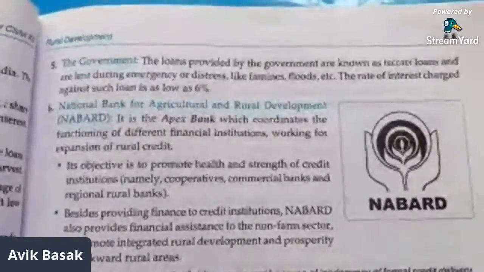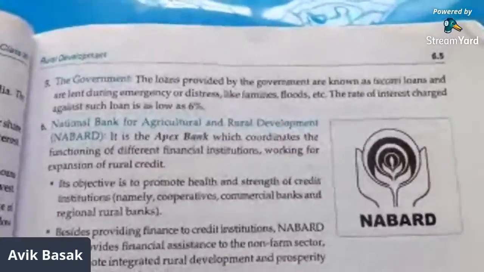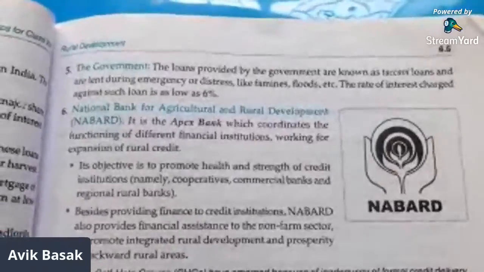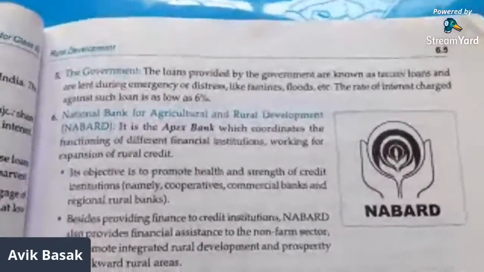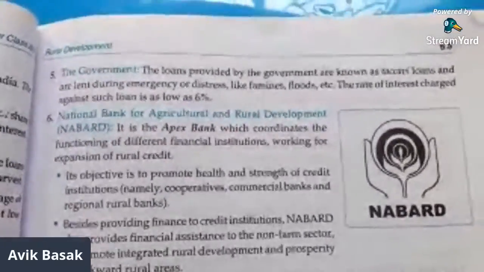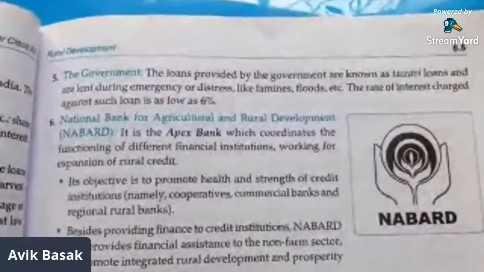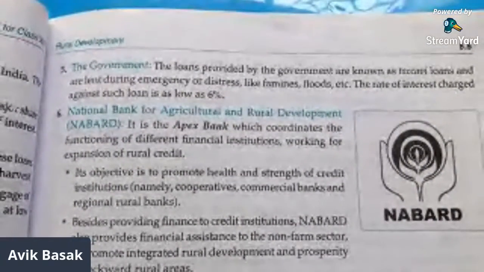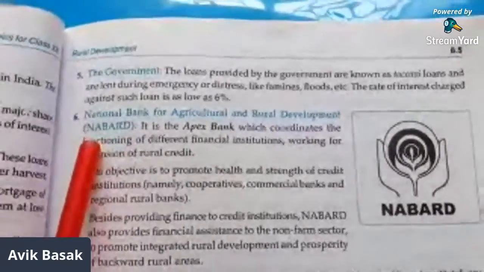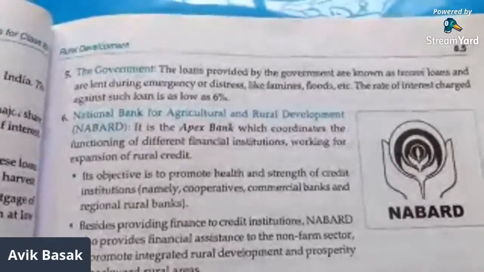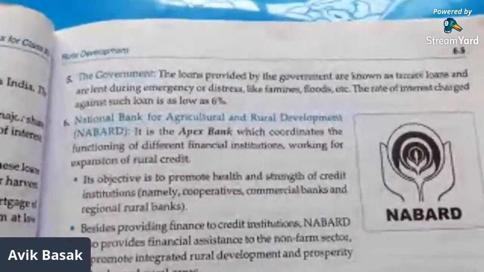But students, these institutional sources, okay, cooperatives, land development bank, commercial bank credit, regional rural bank, all these sources started facing some problems. They are not able to work properly; there are many problems. So to look into this, NABARD came up, not to provide financial assistance to the farmers, but to check whether these institutional sources are able to work properly or not.